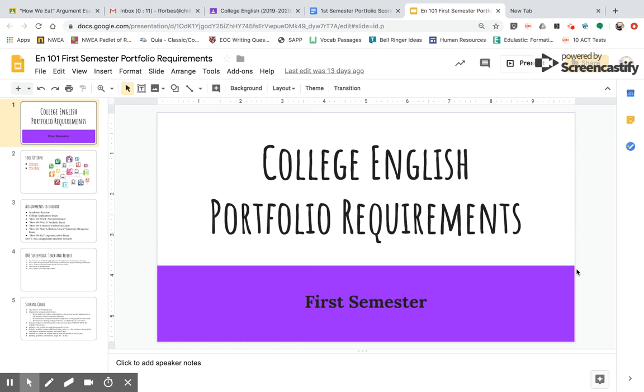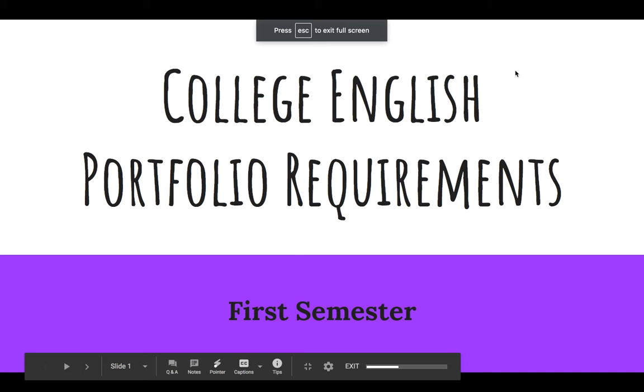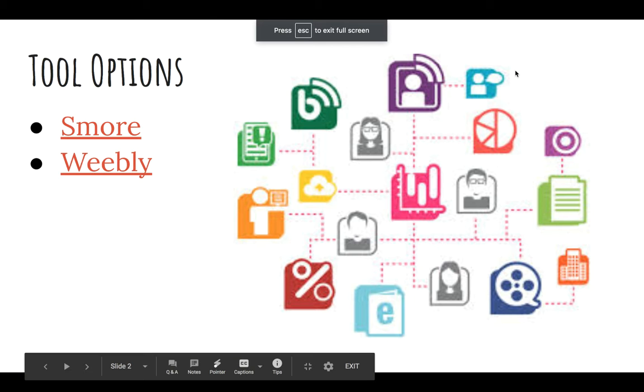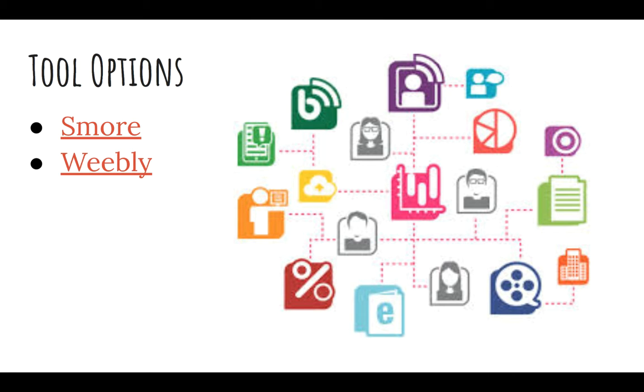I just wanted to take a minute to go over the college English portfolio requirements with you and to show you how to make a Smore if you haven't ever done that before. So, a couple of things first. Let's look at these options that you have for your portfolio. Okay, so you have two options. You can do a Smore or you can do a website using Weebly.